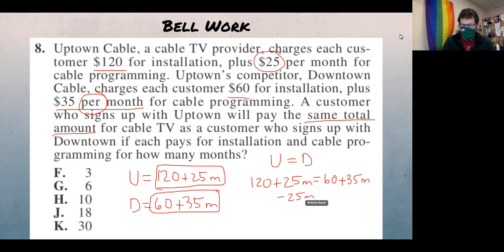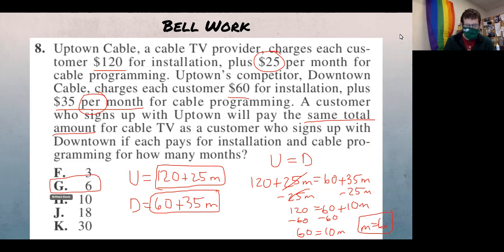So I'm going to subtract 25M from both sides. So that cancels out. I'm going to get 120 equals 60 plus 10M. I want to subtract the 60. And I get 60 equals 10M. And now whenever I divide by 10 on both sides, M equals 6. So it turns out after 6 months, it'll cost exactly the same amount. Anytime after that, then it looks like Downtown Cable is going to cost more.